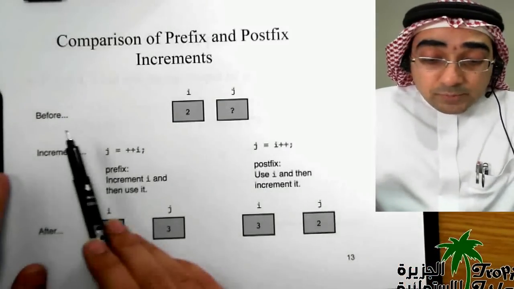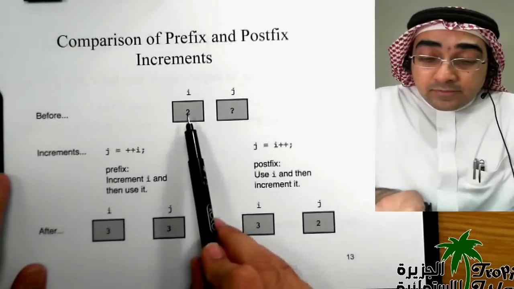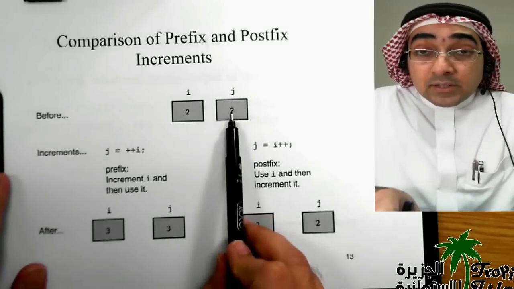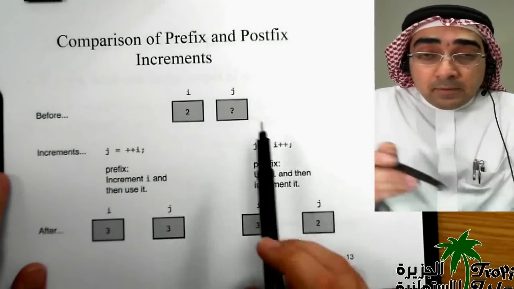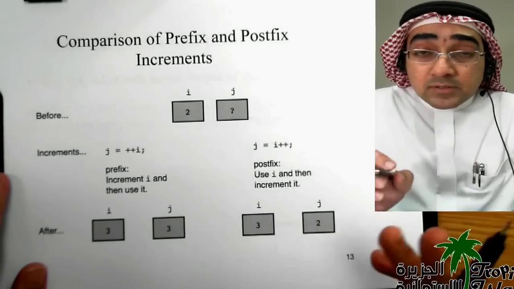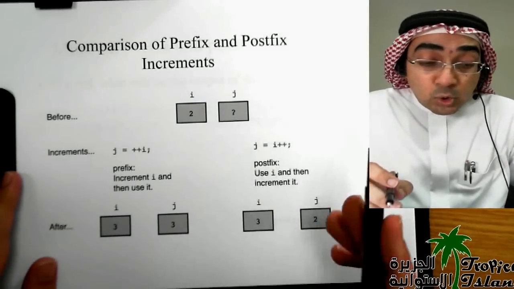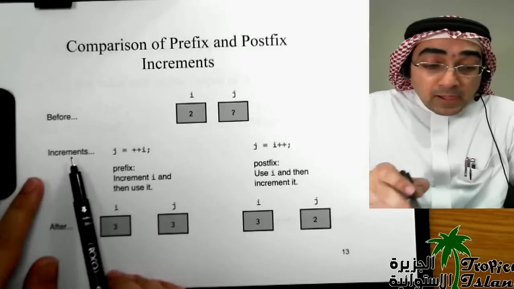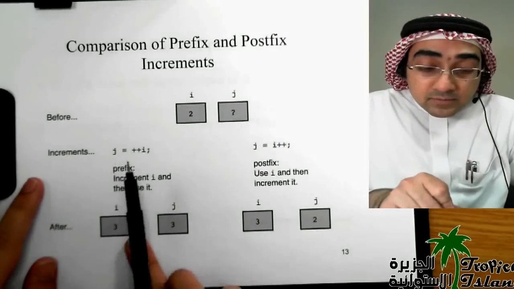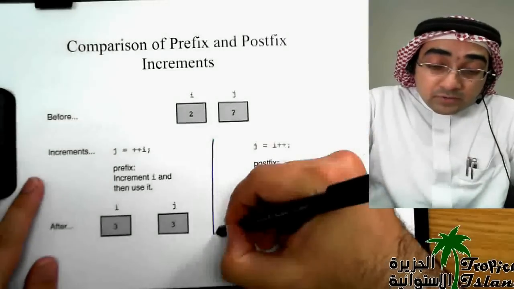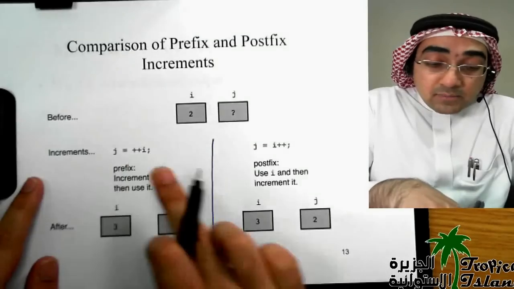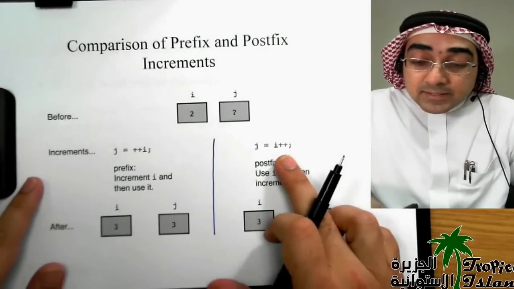Okay, so here is an example. Suppose I have i as a variable and I have 2 in it, and then I declare another variable j as an integer, and I don't assign a value to it, so the value in it is a random value, a garbage value. Then I do an increment, and there are 2 examples over here. In the first example I say plus plus i, and in the second example I say i plus plus.